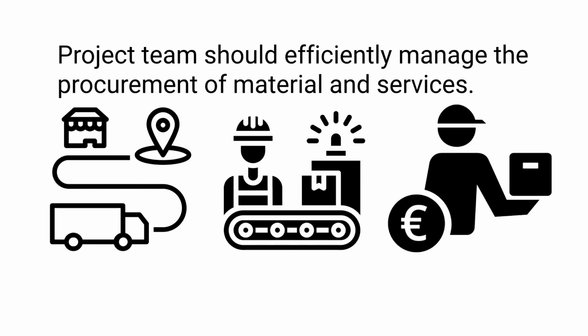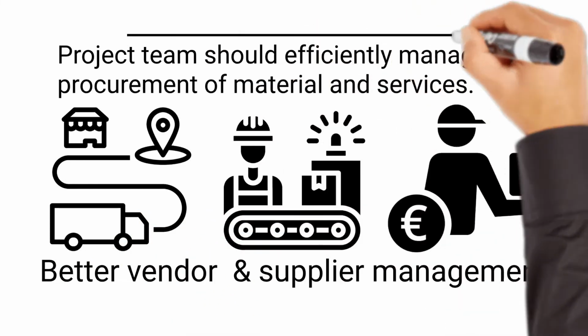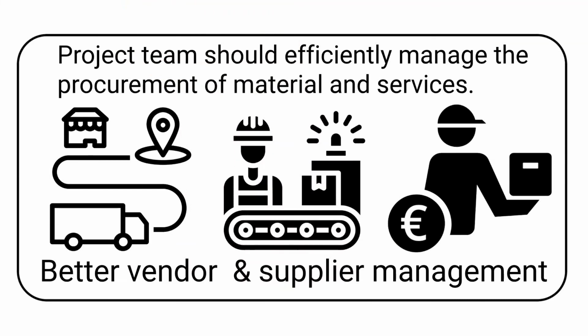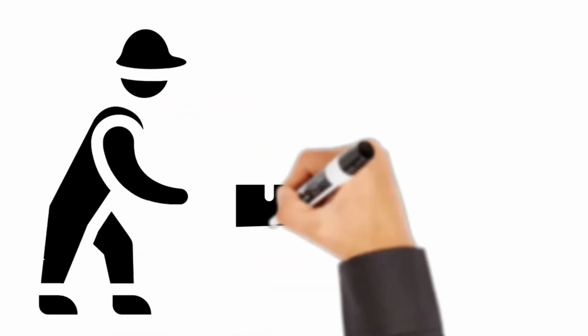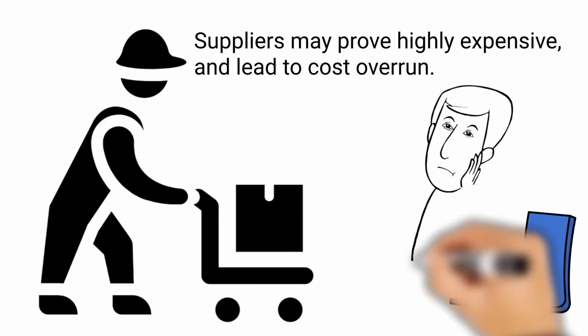Organizations require collaboration with third-party vendors. This supplier support may range from performing specific tasks, to supplying key raw materials, to subcontracting for production. Ensure the teams are doing their due diligence before establishing these key supplier relationships. In the absence of better vendor management, these suppliers may prove highly expensive and lead to cost overruns.